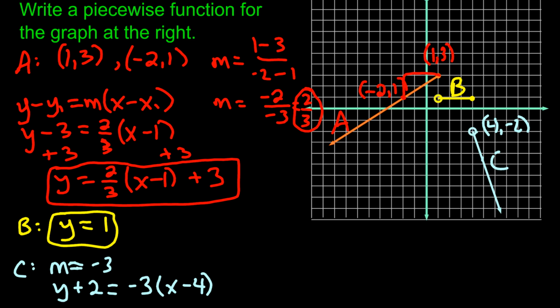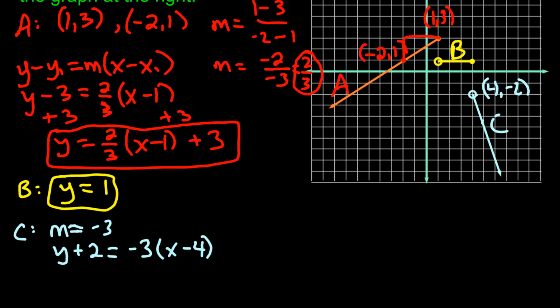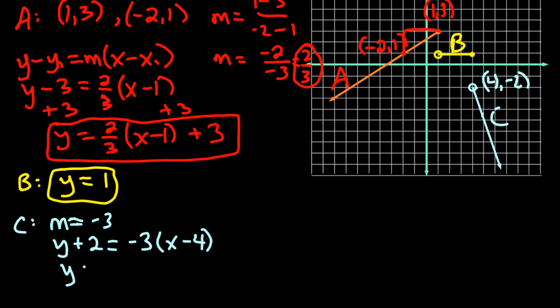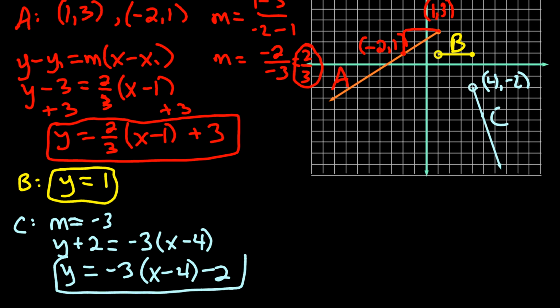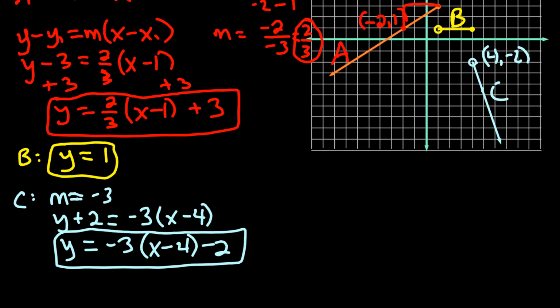All right, and then if I get this set equal to y, I'm going to scroll down here. It is y equals, I'm going to subtract 2 from both sides, -3, and then x minus 4 in parentheses, minus 2. So I have my 3 pieces of my piecewise function. Now I can write my piecewise function with these 3 parts. All right, so let's do that.